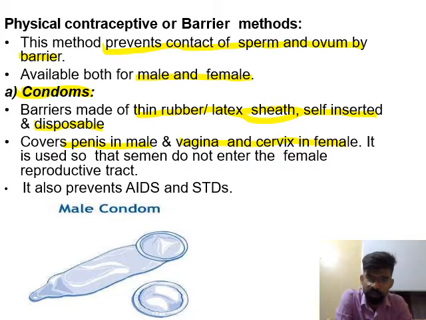The function of a condom is to avoid the entry of semen into the female reproductive tract. This barrier method also prevents sexually transmitted diseases and AIDS.